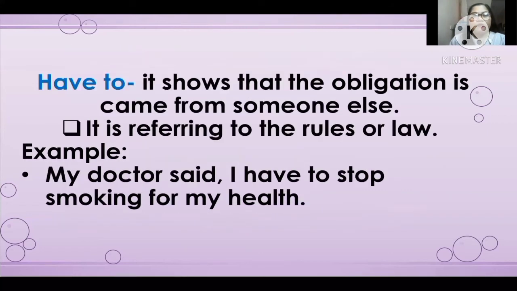Next is the use of have to. Have to shows the obligation that came from someone else. It is referring to the rules or the law. Example, my doctor said I have to stop smoking for my health. So when you are using have to, this recommendation or this suggestion that you are referring to is not actually from you. It is given by someone else.